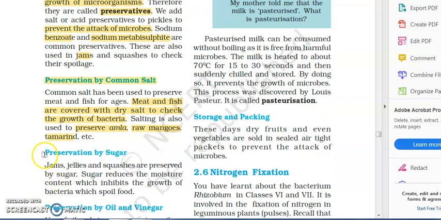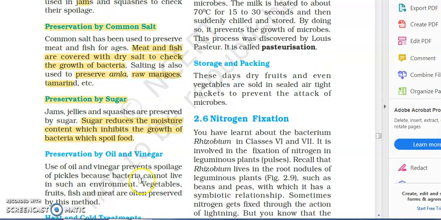The next method is preservation by sugar. How is sugar used to prevent food from spoiling? Sugar reduces the moisture content, which inhibits the growth of bacteria which spoil food. It means sugar reduces the moisture in the food, and when that moisture is removed, it prevents the growth of bacteria and our food is safe.